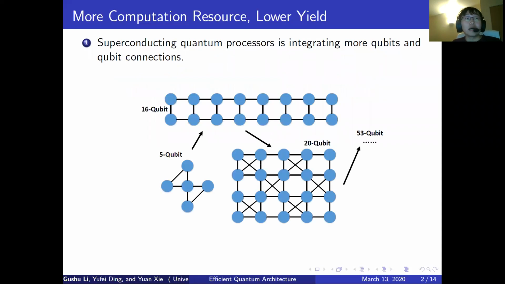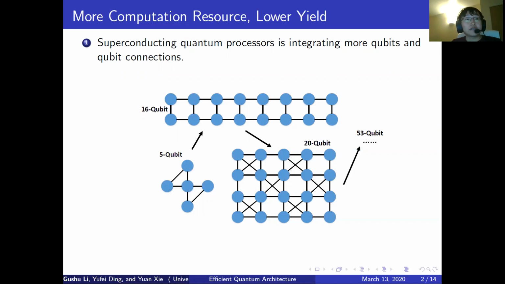For example, IBM's first generation public superconducting quantum chips on cloud are 5-qubit chips. The second generation is a 16-qubit chip, and the qubits are placed and connected in a 2x8 lattice. The third generation is a 20-qubit chip, and the qubits are on a 4x5 lattice. The connections are denser. Some middle qubits can connect to 6 other qubits around it.